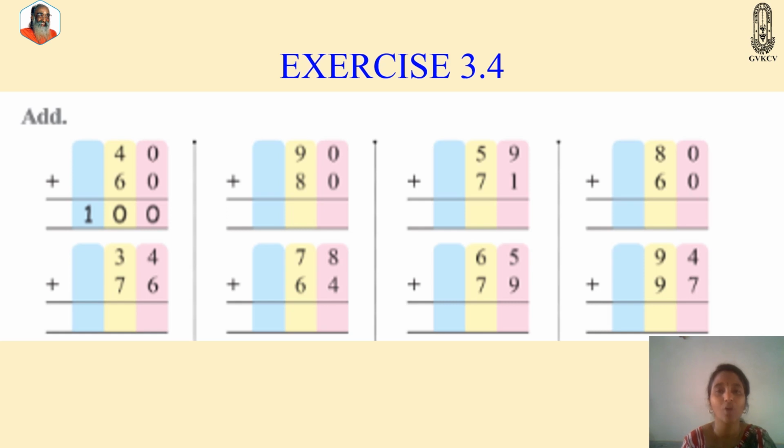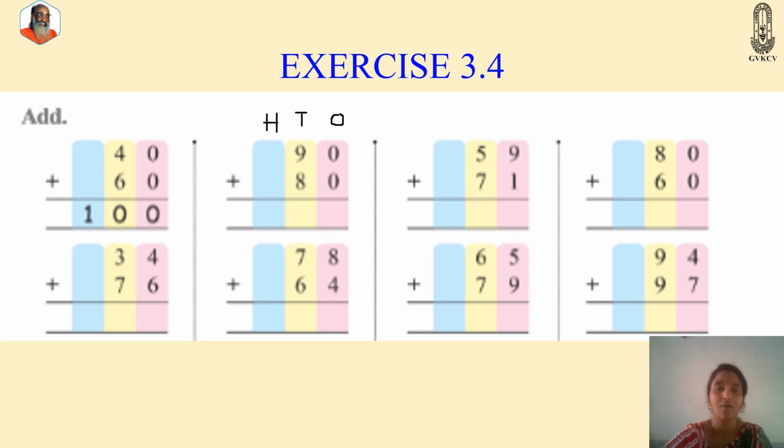Now all of you open your Perel Sem 1 textbook. Take page number 104. This is your exercise 3.4. Let us do some problems over here. Okay, I'll explain some and I'll give you some for practice. Now, before adding, what I told you to write: O for ones, T for tens, and after tens, what will come? Hundreds.